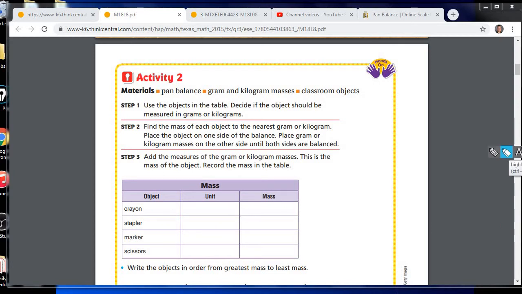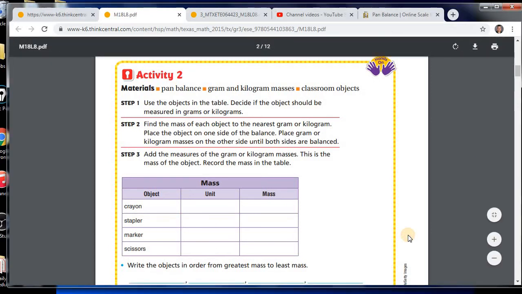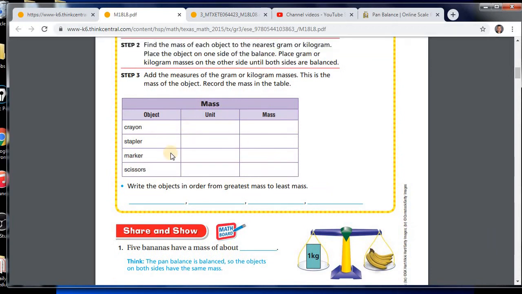So if I were to put these in order, like so, and I'm going to number them, I would say the stapler has the greatest mass. Then I would say the scissors have the second greatest. Then I would say the marker, and the crayon has the least mass out of all these. If I were to put them in order, this is probably the order I would put them in.